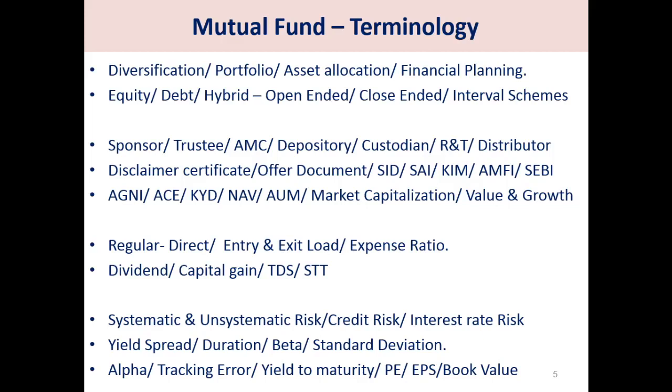Now look at this, how it all begins. The words like diversification, portfolio, asset allocation, financial planning, these four words will come right from day one. Chapter 1 itself will have a lot of uses. Even in chapters number 11 and 12, these words come quite frequently. In fact, in the entire book, you will come across the words portfolio and diversification.